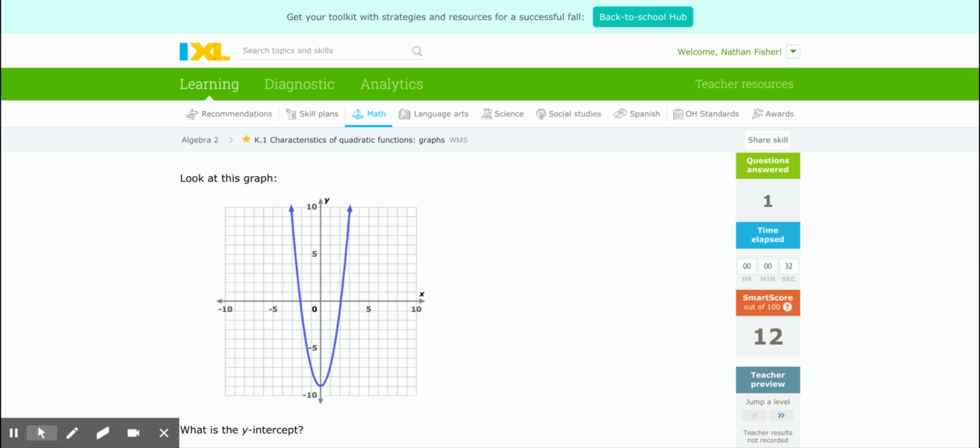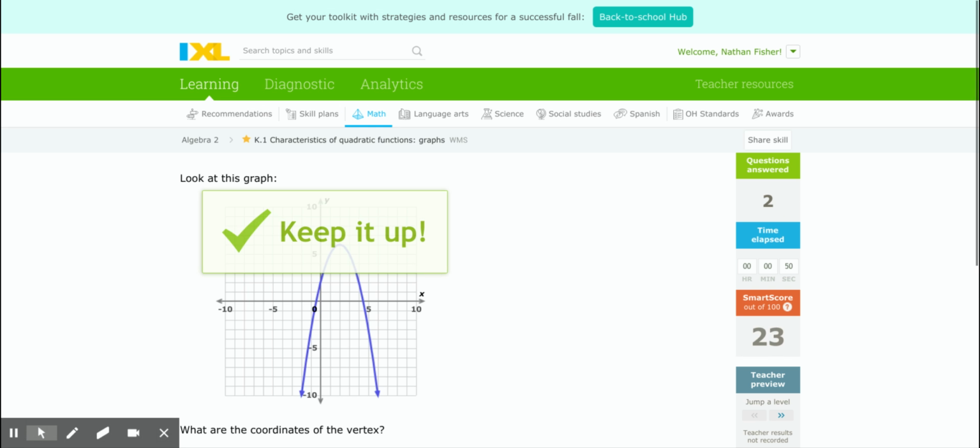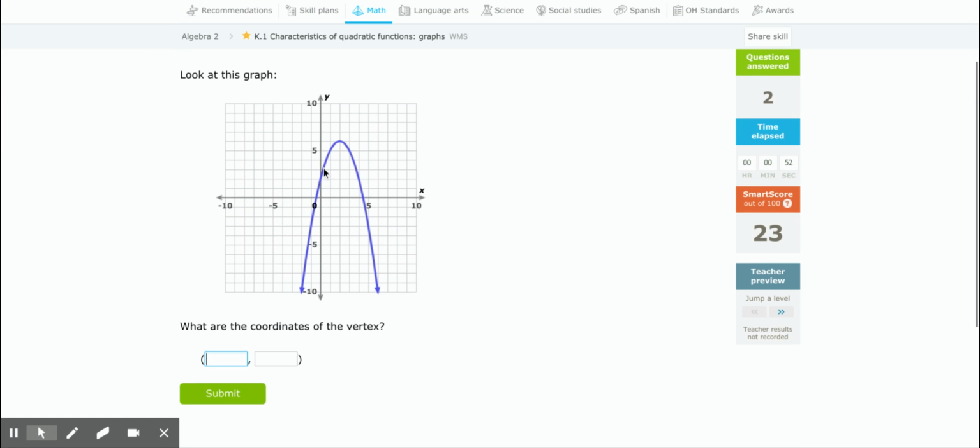So you can tell after 1, this is going to be a little bit quicker. The y-intercept, we said that's wherever the x value is 0. So this is on the y-axis, so the x values are 0 here. We go down to where it crosses, that's down at negative 9. Okay, we have the coordinates of the vertex.